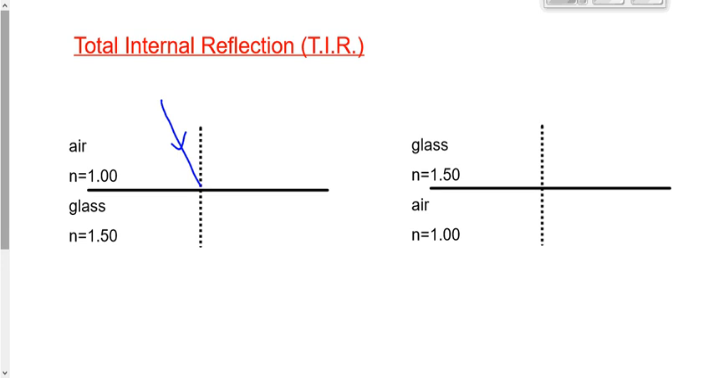What's going to happen to theta? As n goes up, theta goes down, right? So we know that this ray of light is going to bend this way. Theta 2 is going to be smaller than theta 1.